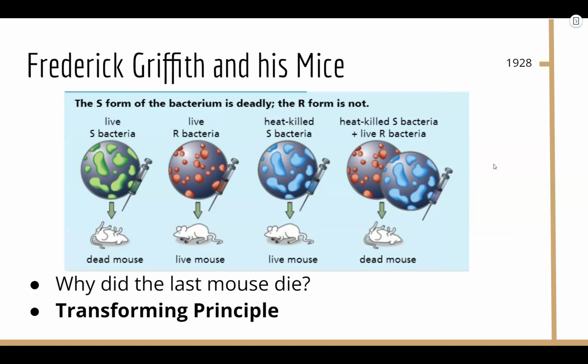Frederick Griffith's idea was that something in the dead bacteria transformed the safe bacteria into the harmful bacteria. And he called it the transforming principle. And we know now that bacteria can take up genetic information from the surroundings and then use it. Not always, but sometimes. So, he has this transforming principle.